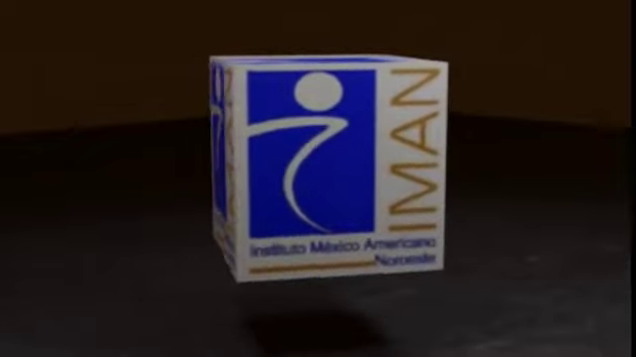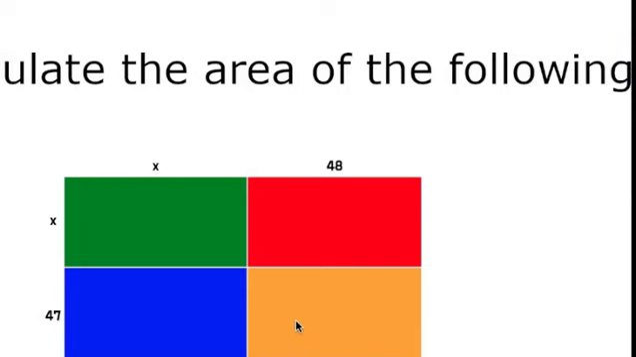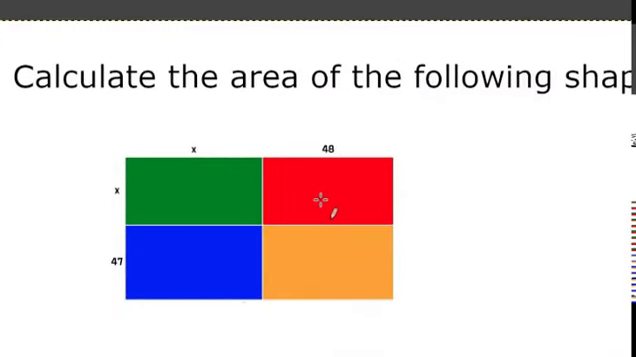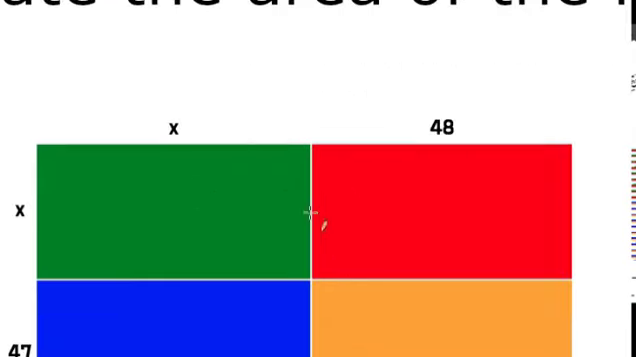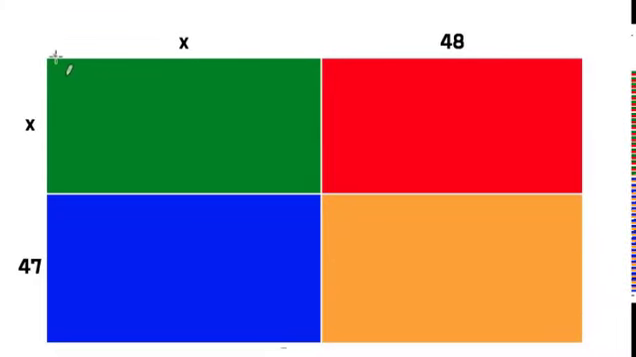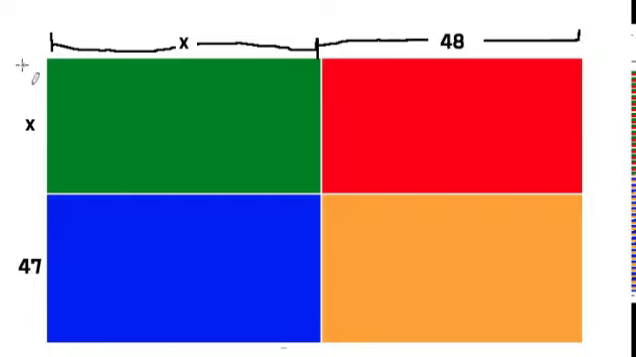Hi guys, welcome to this video about the class of today. It's going to be about calculating the area of shapes when they have algebraic expressions, such as in this case. What's being said here is that the length or the base of this rectangle has one part from here to here as x, and from here to here as 48. And the height of this rectangle is x and also 47.